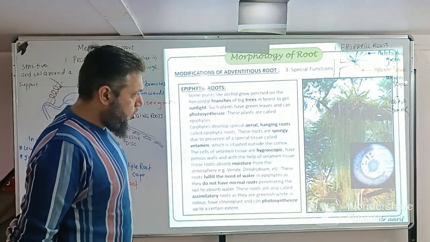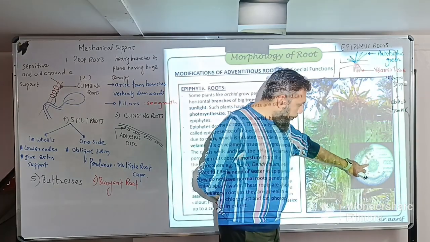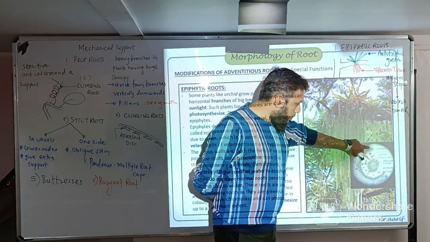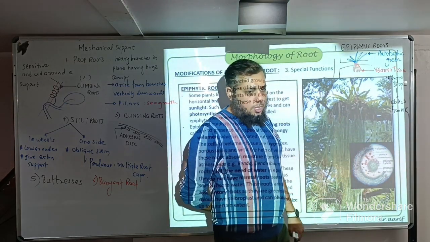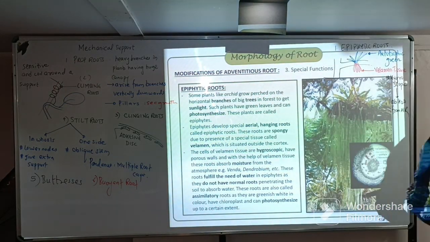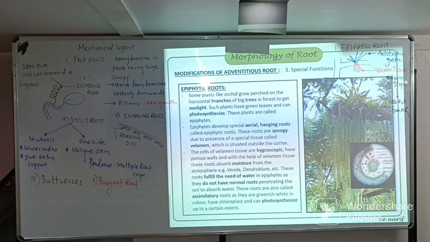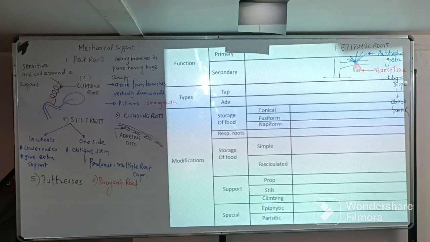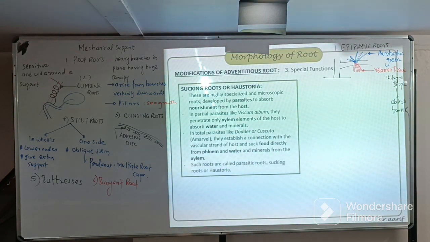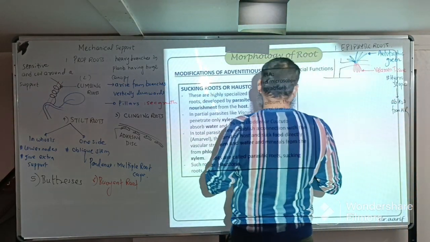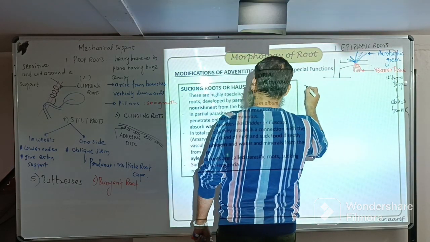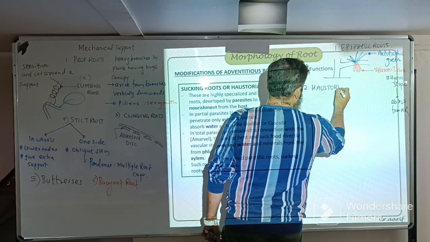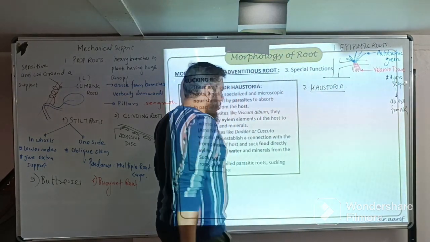Okay, let's go ahead. Look, this is the xylem and phloem. And look at the velamen. It is outside the xylem and phloem, so it will absorb the water and will provide it to the xylem. Did my class follow? So what are these special roots called? Epiphytic roots. Now, the second type of modification in the special functions is what? Haustoria, or the sucking roots, are called haustoria.